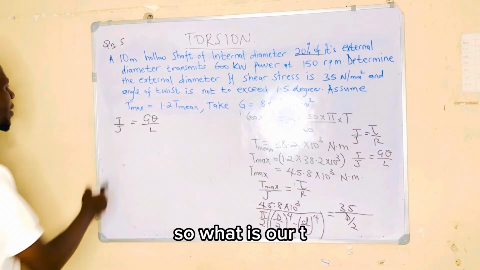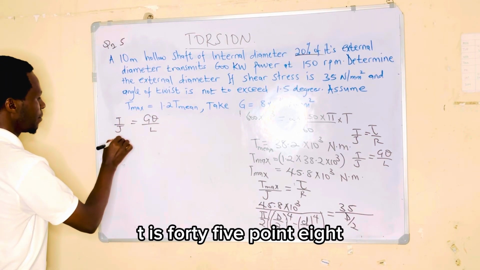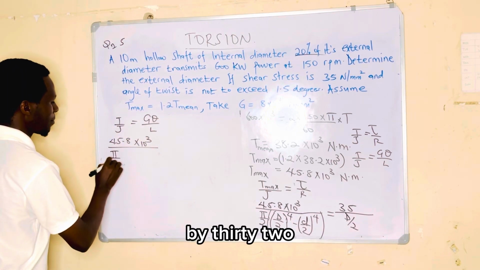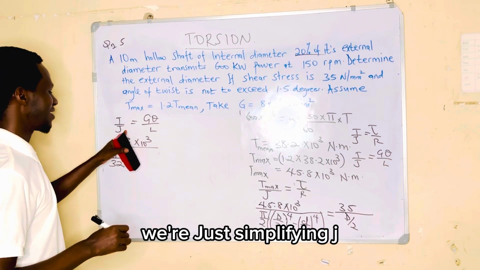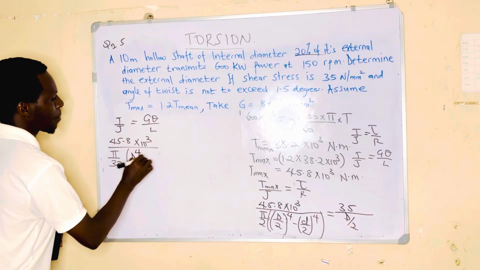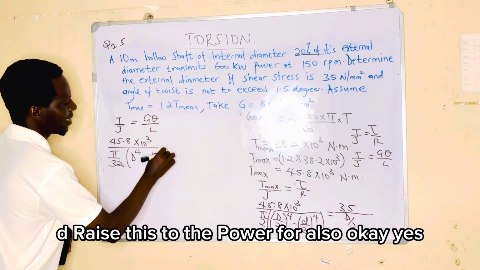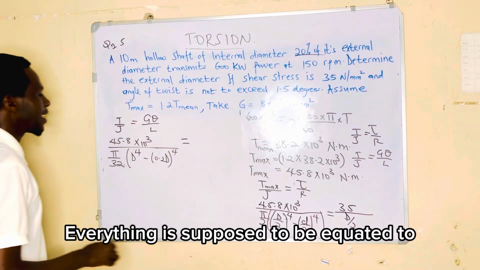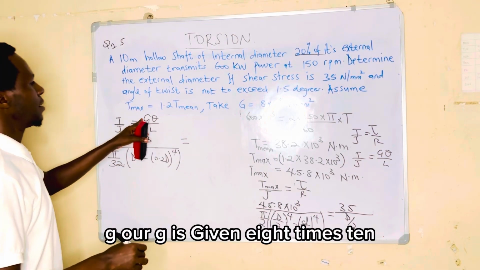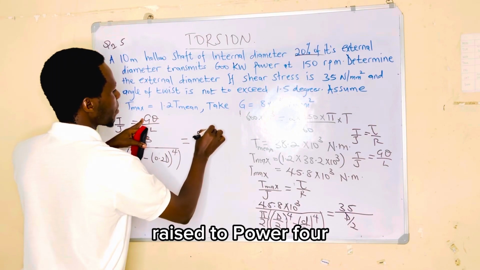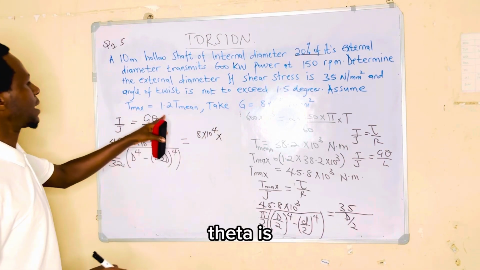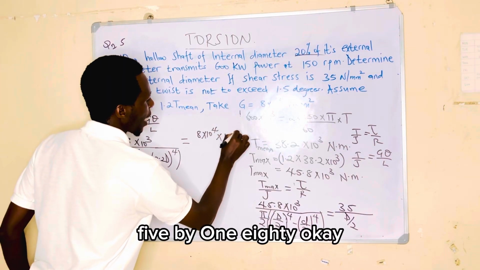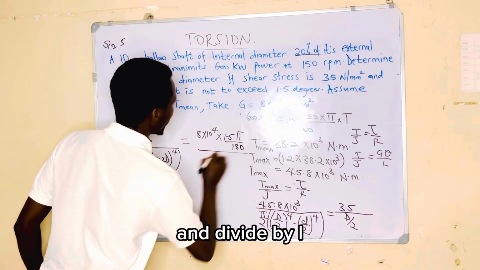Okay, so what is our T? T is 45.8 times 10 raised to power 3 out of pi by 32 now. Okay, we're just simplifying J. So D to the power 4 minus 0.2D, raise this to the power 4 also. Everything is supposed to be equated to G, our G is given 8 times 10 raised to power 4 times theta. Theta is given to be 1.5 degrees, which is 1.5 pi by 180. Okay? And divide by L.